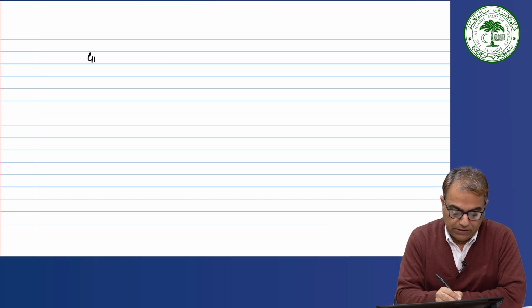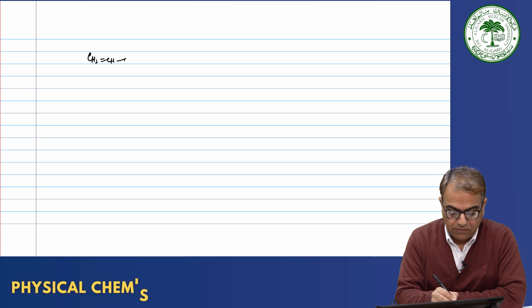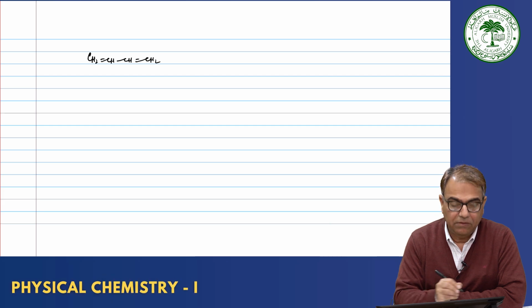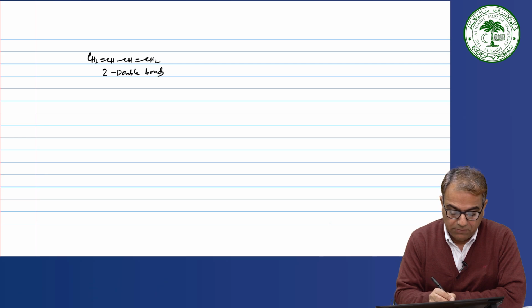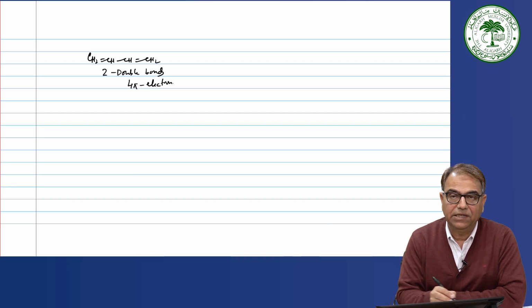say, a molecule like this one. In this particular molecule, you have four. This is butadiene. So, two double bonds you have. It means 4 pi electrons are present. And it's a linear molecule. Molecule can move along one dimension. So, these 4 pi electrons can move, moving in one dimension.